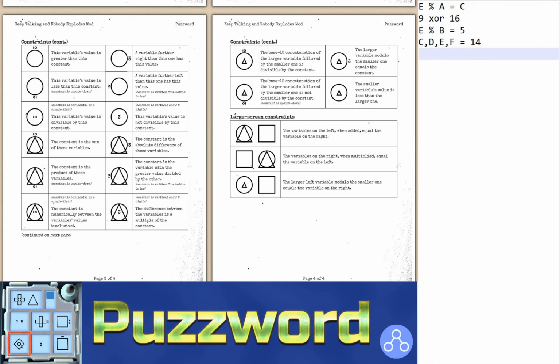Then we have the diamond, which is of course Foxtrot, and inside of it we have the circle, which is alpha, and there is no other adornment around it, no other sort of digit or constant. So let's find out what that means. This is with a constant inside. I almost looked at the wrong one. This is the right one. The smaller variable's value is less than the larger one. Okay, so in this case that means alpha is less than Foxtrot.